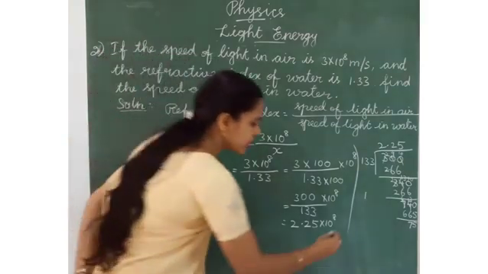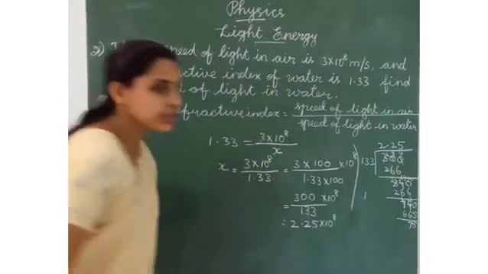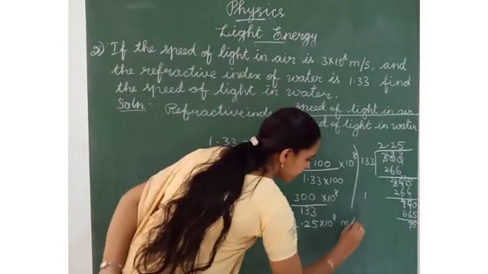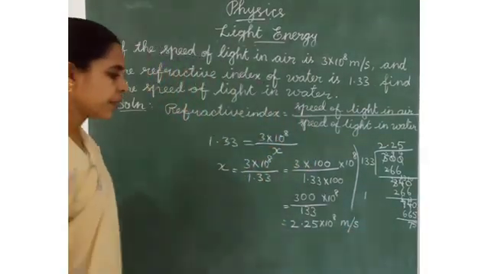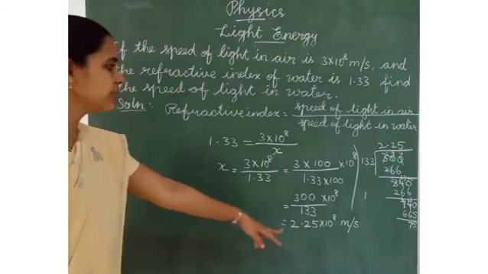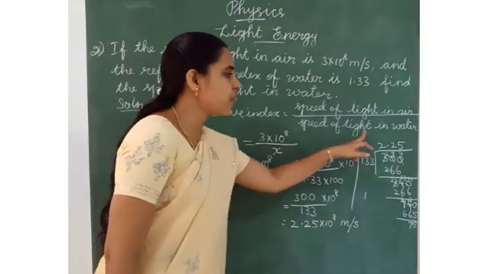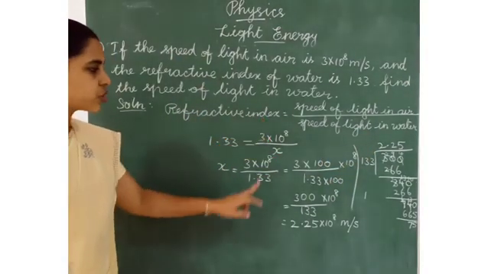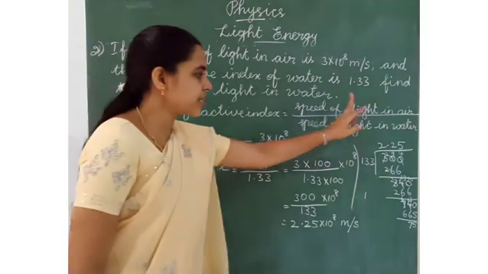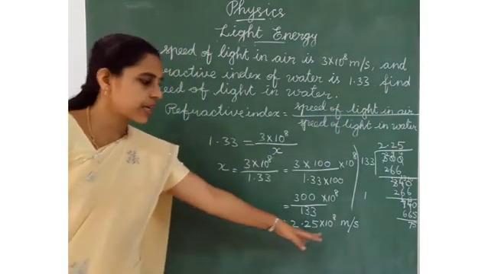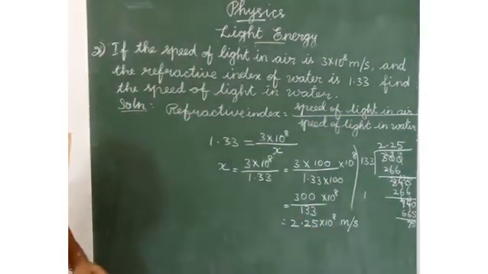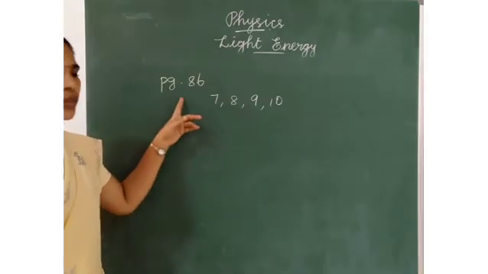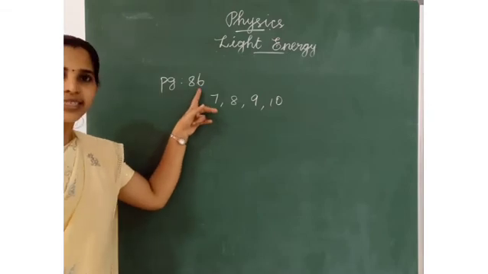Here we have to write 10 power 8. Then we have to add meter per second, because here we have to write the unit for speed of light. Only for the refractive index we will not mention the unit. For speed of light in air and speed of light in water, we write the units. Have you understood this?